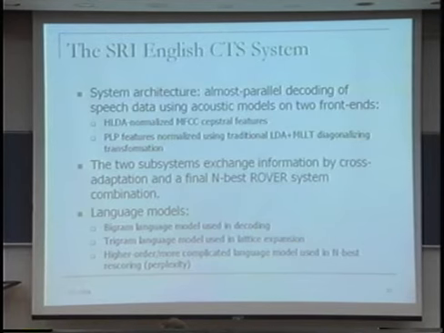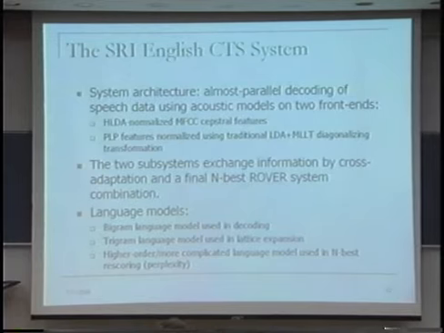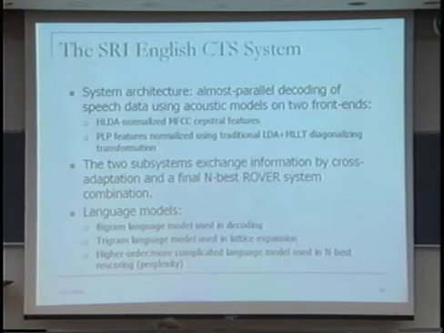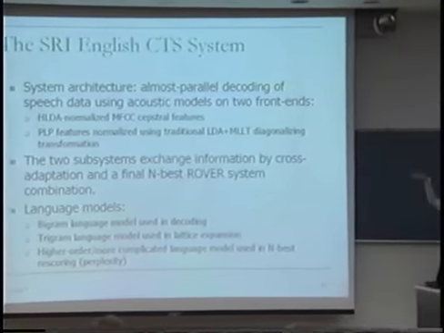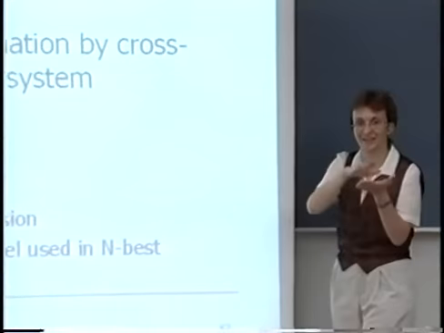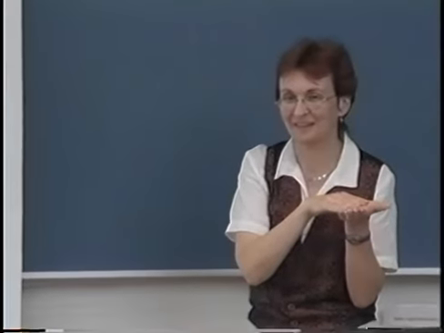Now, the SRI system is an almost parallel decoding of speech data using acoustic models on 2 front ends. It uses HLDA normalized MFCC cepstral coefficients and PLP features normalized using LDA and MLLT diagonalization. The 2 subsystems are then combined using an N-best ROVER, and I'll show you a diagram. And we train a number of language models. So the language model that you're applying at various stages might start off as a bigram at the earliest stages. So when we apply the Super ARV language model at the earliest stages, it will be a bigram-based model.